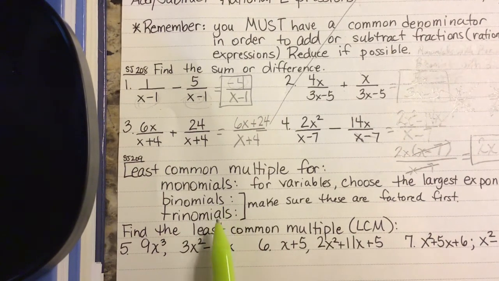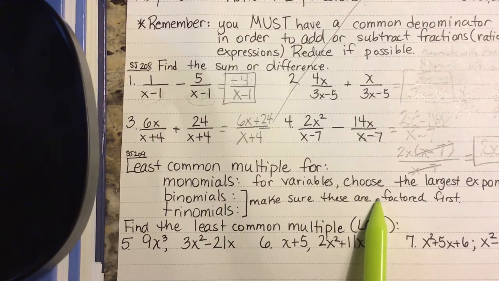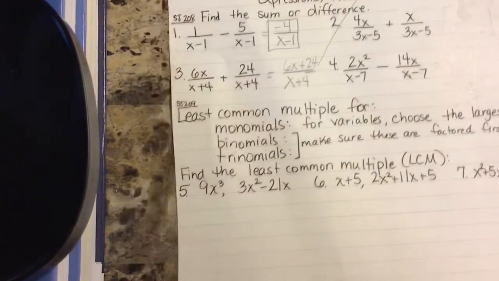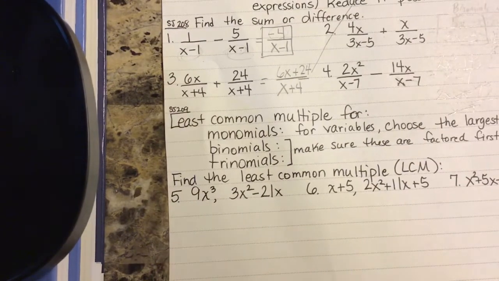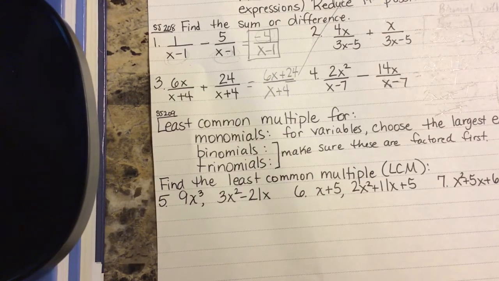Now, for binomials and trinomials, you want to make sure these are factored first, and then we'll choose what they have in common after they're factored. Okay, so for number 5, 6, and 7, my job is to find the least common multiple.